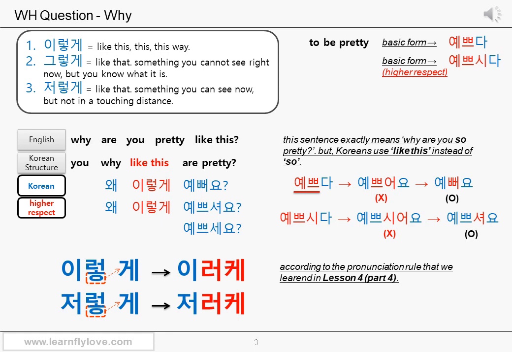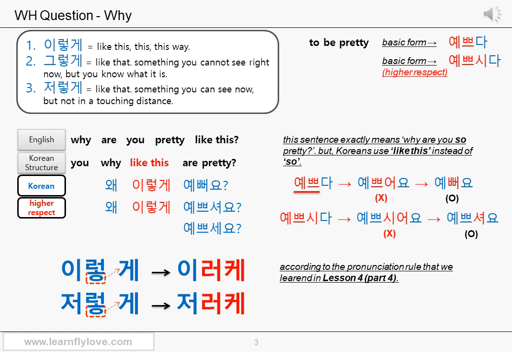Therefore, 쁘 sound should combine with 어 sound. But there is no compound vowel which sounds like 으 plus 어. They decided to use just 어 sound. Therefore, it's just 예뻐요, 예뻐요. Okay? Now you understand.